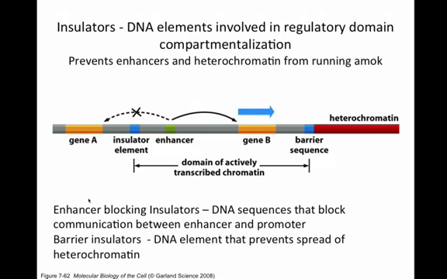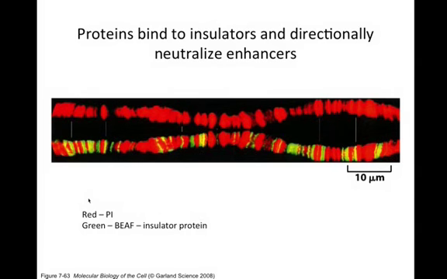No. Okay. So this was PI staining the DNA, and this is green staining a protein called BEAF, which is a Drosophila insulator protein, and you can see it tends to show up in these bands. And it doesn't say anything else in the book about it, so I'll leave it at that.